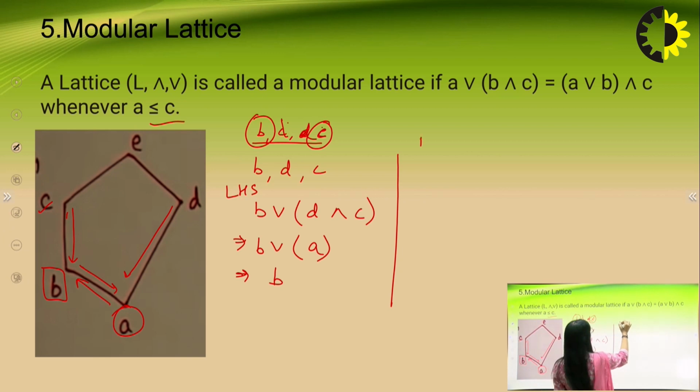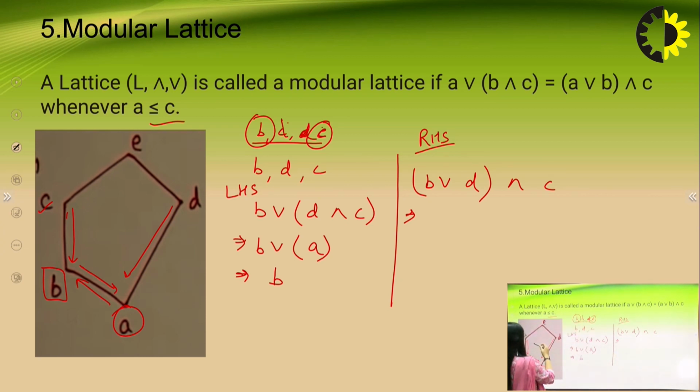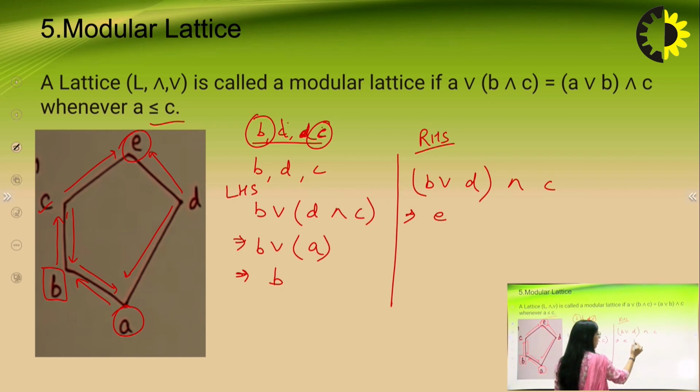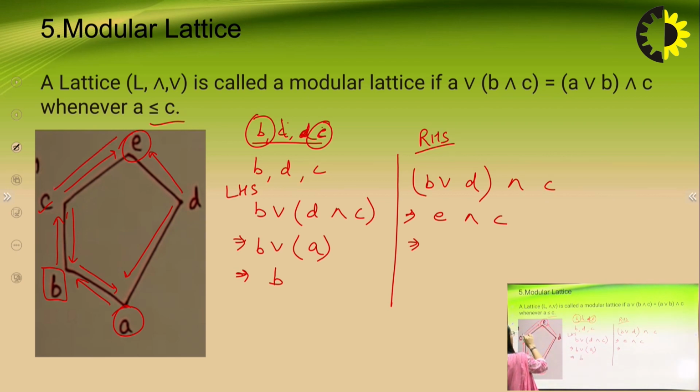Let's take the RHS and check (B join D) meet C. B join D, that means from B we need to move upward, and from D also we will be reaching point E. E meet C will be, if we move downwards from E, we will be reaching the point C. So, if they are not equal, then it is not a modular lattice. In case these two results are equal, then it is known as a modular lattice. Thank you.